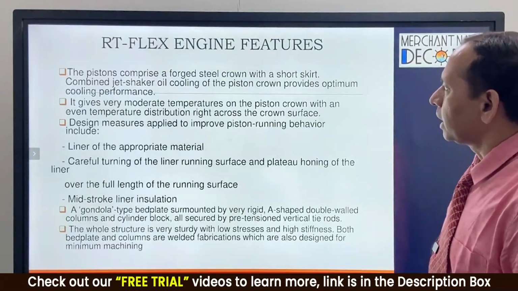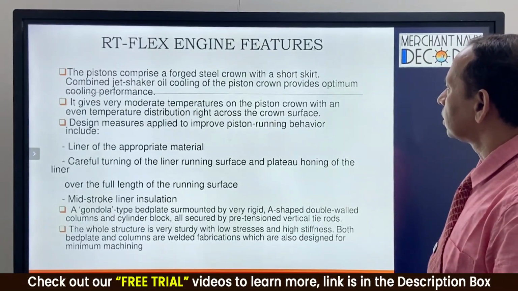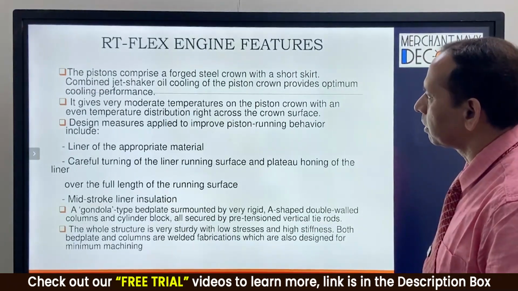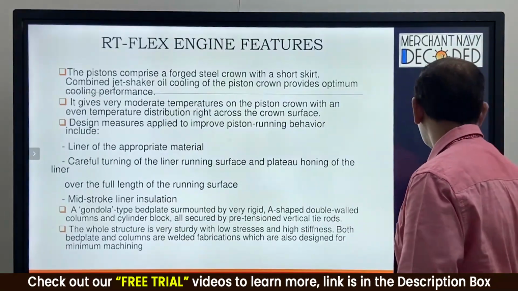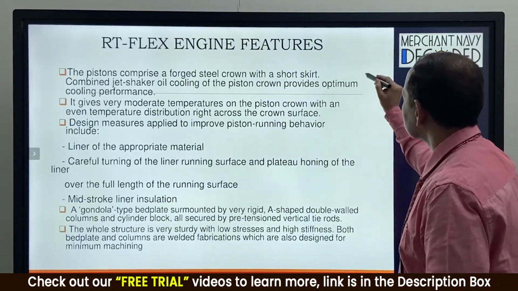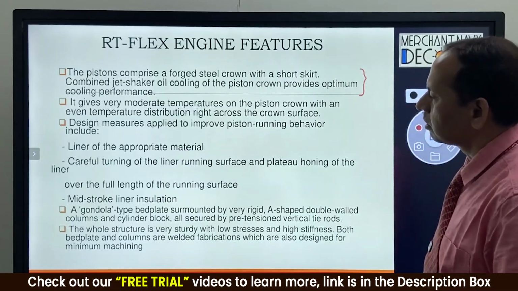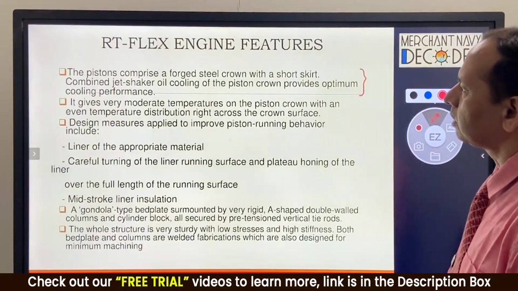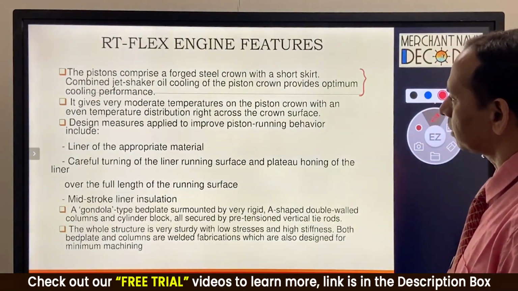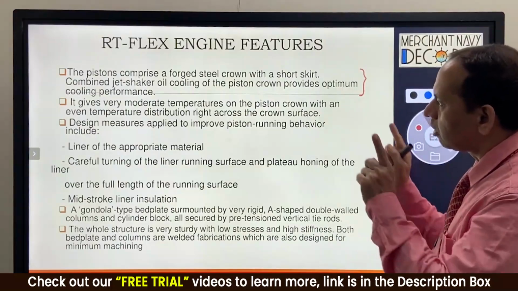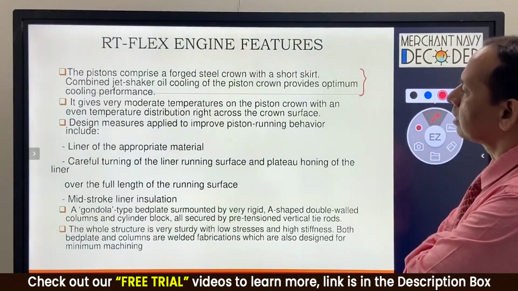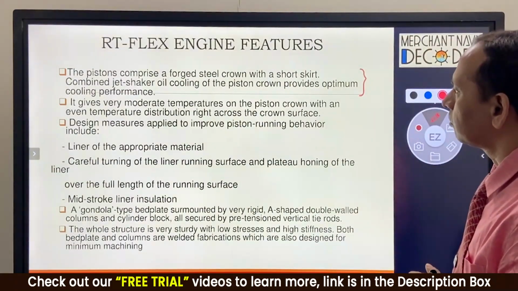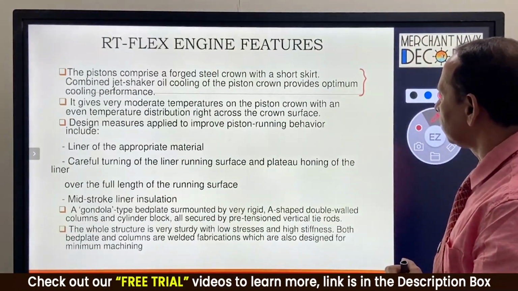The piston comprises a forged steel crown with a short skirt. Combined jet shaker oil cooling of the piston crown provides the optimum cooling performance. I am sure all of you are aware that these pistons are cooled by oil which is supplied from the main system oil itself, and the cooling method employed in these engines is called the jet shaker method. We will discuss in more detail how the jet shaker profile is made for intense cooling, and in this way the material remains within the stress limit and does not deteriorate.